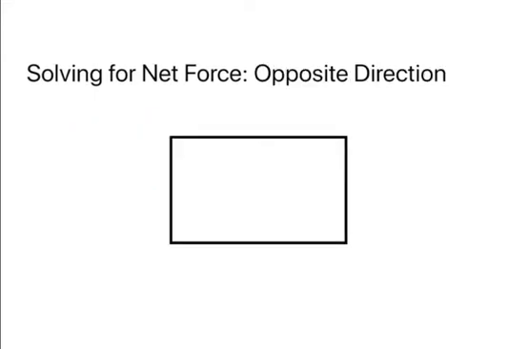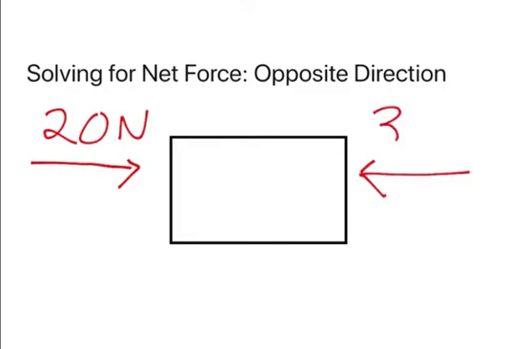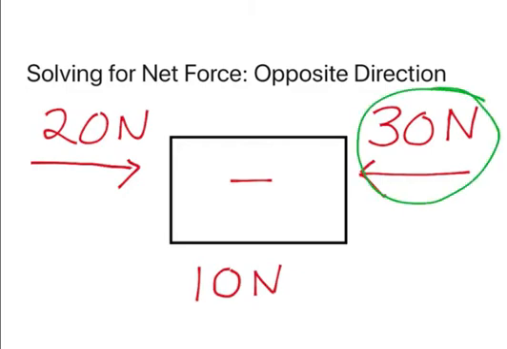Let's look at an example of opposite direction. So if we have a force pushing on the box with 20 newtons this direction, and we have another force pushing with 30 newtons. Because these arrows are going in opposite directions, you need to subtract. So 30 minus 20 is 10 newtons. Now remember from the previous example, we always had to include the arrow. Because this is the bigger number, the box would get pushed to the left. So we would say 10 newtons to the left.